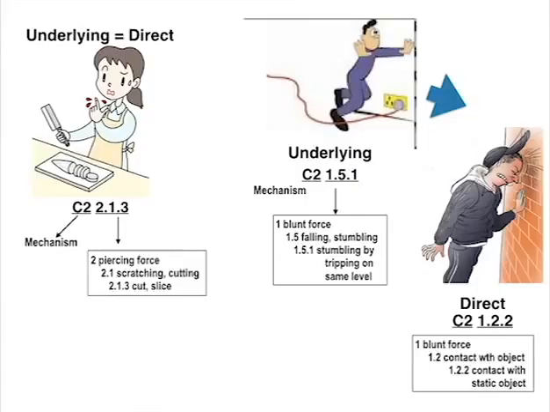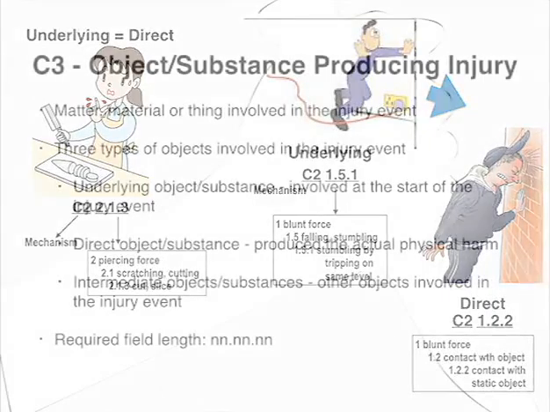Because injury events often involve more than one mechanism, and because the sequence of events leading to an injury is not always clear, identifying an underlying mechanism of injury may be difficult.